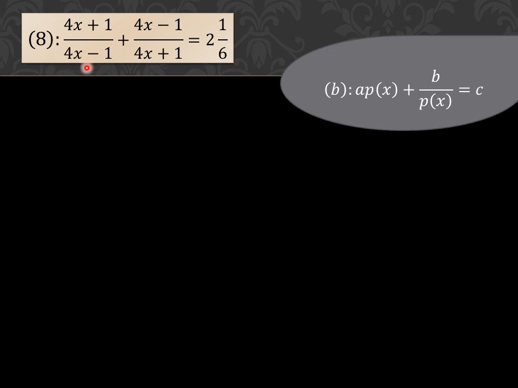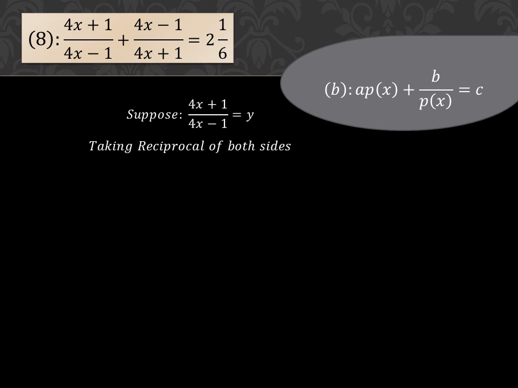Looking at the first two fractions, 4x plus 1 over 4x minus 1 and 4x minus 1 over 4x plus 1, again, you can see that the second fraction is the reciprocal of the first fraction. So again, we will first suppose the first fraction, 4x plus 1 over 4x minus 1, equals to y, and then we will take the reciprocal of it. The minus term will become the numerator, and the term having the plus sign will become the denominator, and y will become 1 over y.